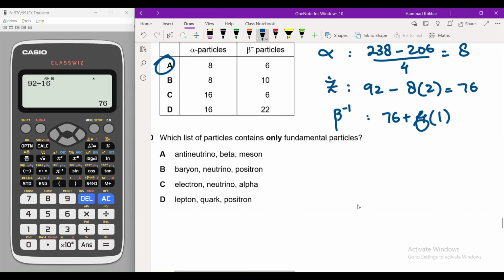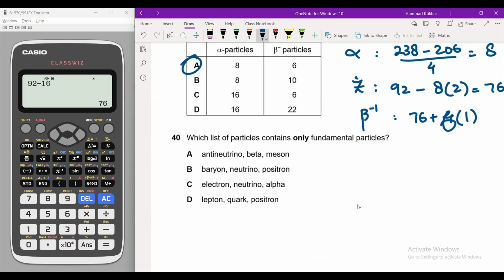Which list of particles contains only fundamental particles? Antineutrino, beta, meson. Meson is a hadron, not a fundamental particle. Baryon, neutrino, no. Electron, neutrino, alpha, no. Lepton, quark, positron, that's correct. That's our answer.